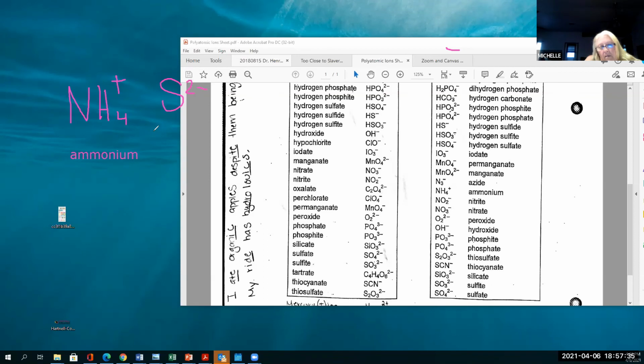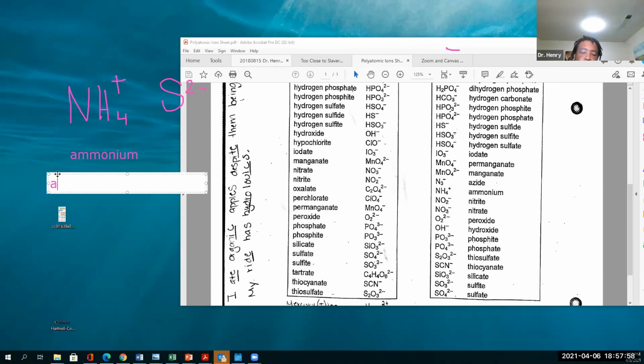Ammonium, 1. So is ammonium a transition metal? We know that ammonium is always going to be a +1 charge. It's never going to change. Since we know that, we don't have to put a Roman numeral. Okay, so then what would I name this? Ammonium.